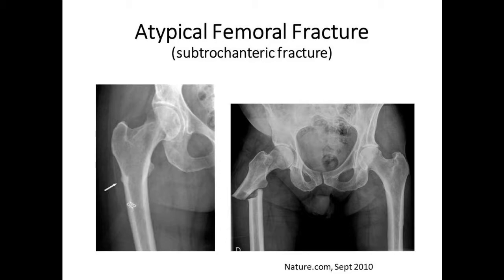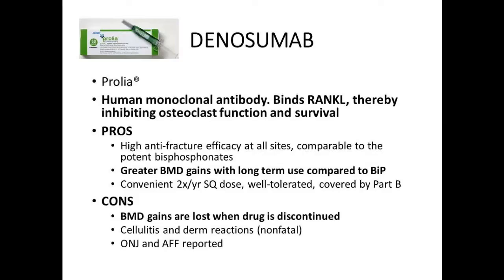All right, so let's move on to denosumab. This has been on the market for a couple of years now. This is a completely different drug than the bisphosphonates. It's a monoclonal antibody that binds RANK ligand. Remember, RANK ligand is on the osteoclast and promotes osteoclast activity, so inhibiting this is a good thing for the bone. It works really well at all sites.